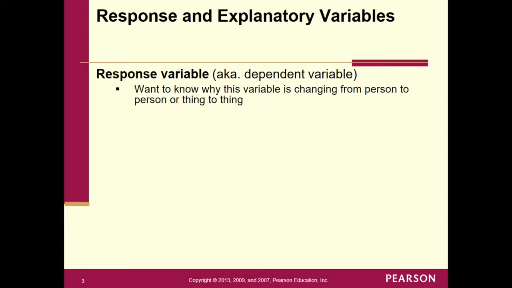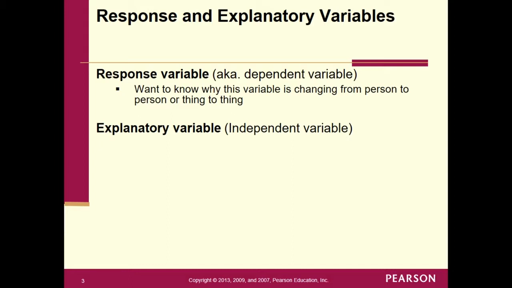Why did one person get lung cancer and another person didn't? Or why was one person tall and another person shorter? And so on and so forth. And so that's the response variable. Why is it changing?